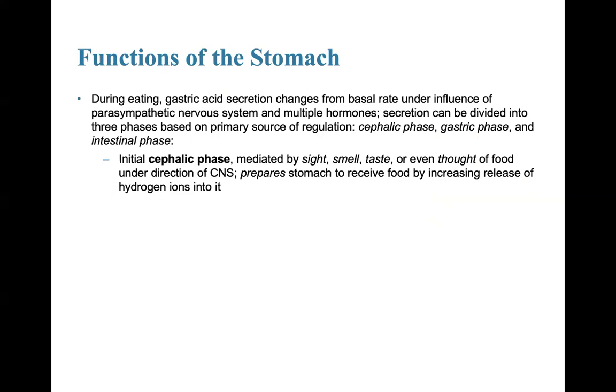Now, the functions of the stomach: during eating, gastric acid secretions change from a basal rate under the influence of the parasympathetic nervous system and multiple hormones. The secretion can be divided into three phases based on the primary source of regulation. And we have three phases that are going to occur in the stomach: cephalic, gastric phase, and intestinal phase. The initial cephalic phase is mediated by sight, smell, taste, or even the thought of food, under the direction of the central nervous system. It prepares the stomach to receive food by increasing the release of hydrogen ions into it.